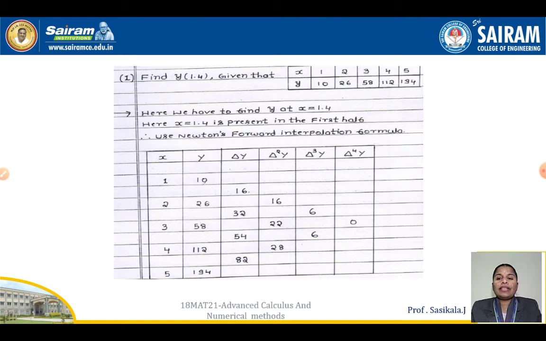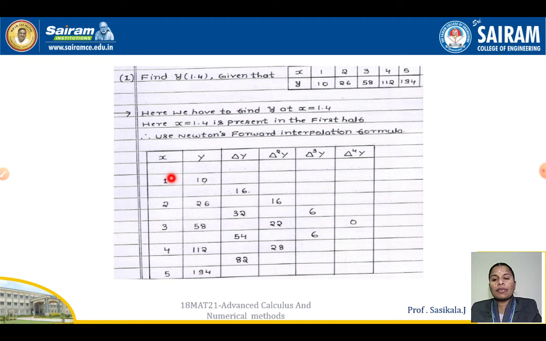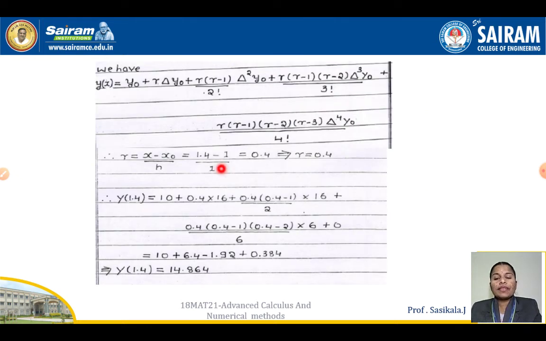Now write the formula for Newton's forward difference. Before substituting, we need to calculate the r value. r is equal to x minus x naught, divided by h. The x which we are going to calculate at is 1.4. So x is 1.4 minus x naught; as per the table, the first value is your x naught, which is 1. So 1.4 minus 1, divided by 1, is equal to 0.4, where r is equal to 0.4.